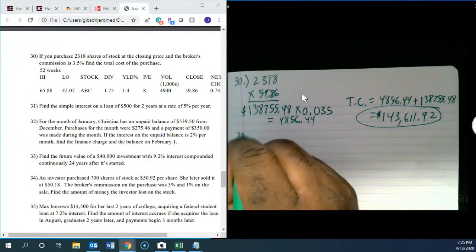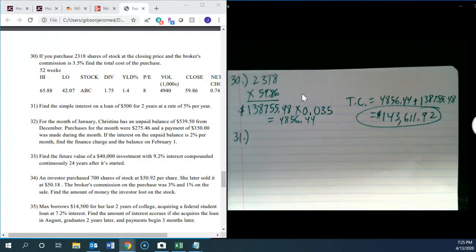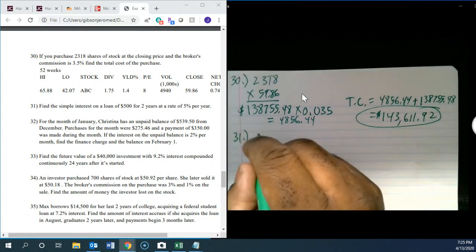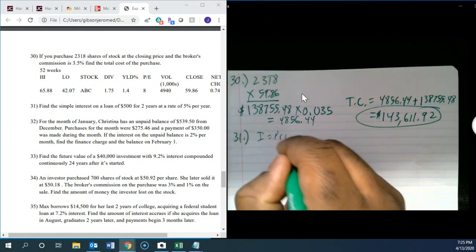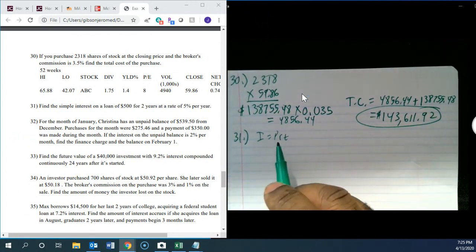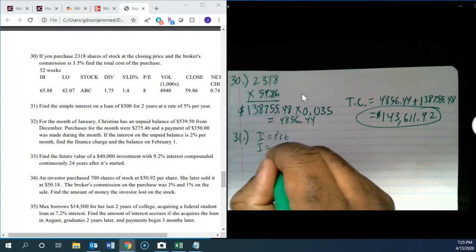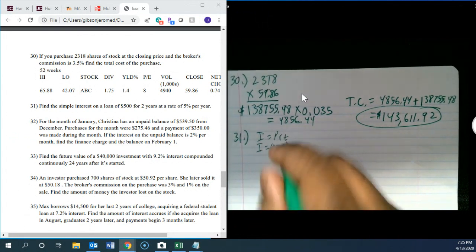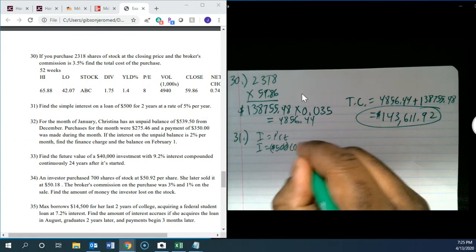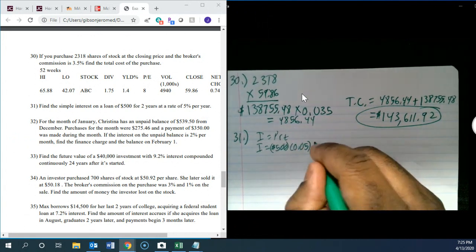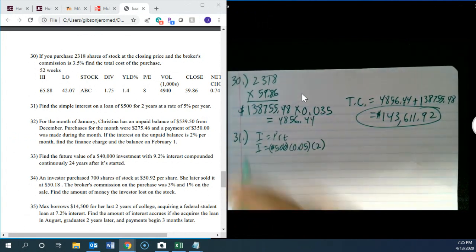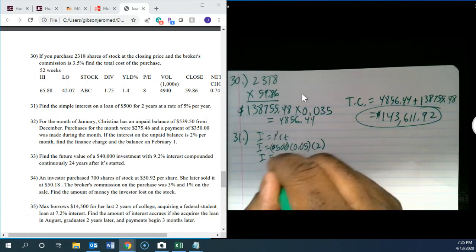Problem 31. It says find the simple interest on a loan of $500 for 2 years at a rate of 5% per year. So we will have interest is equal to principal times rate times time, because it was supposed to be simple interest. So the principal is $500. The rate of interest is 0.05, which is 5%, and the time is 2 years. Now, when we multiply all of this out, it will give us $50.